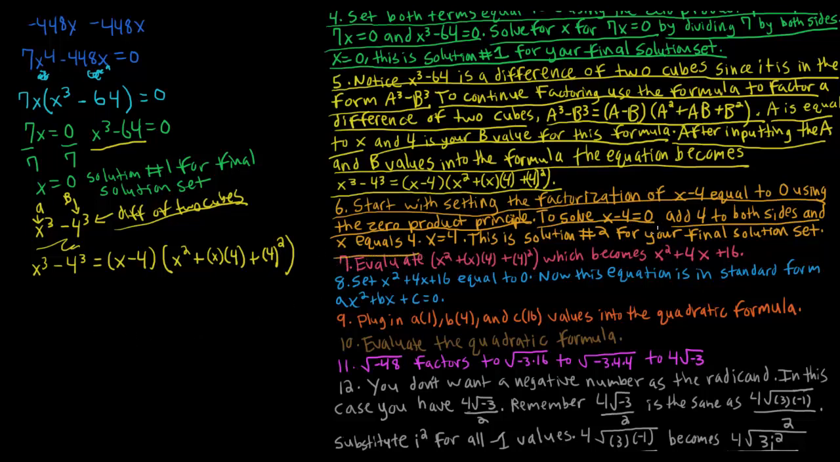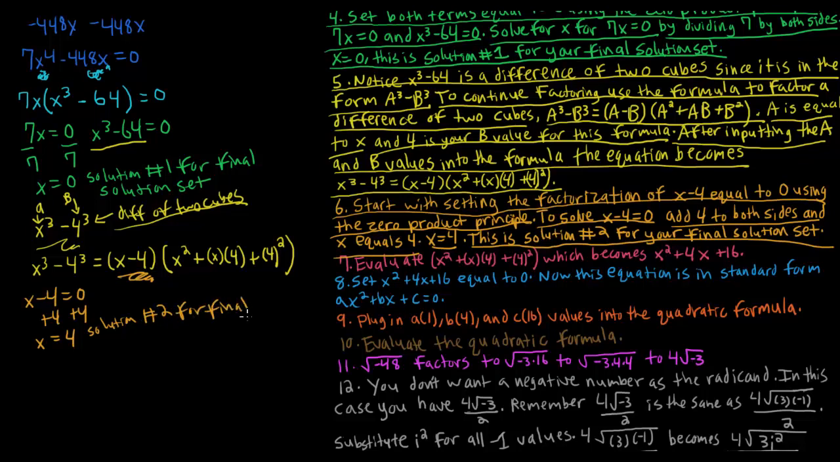So the first thing it said is to set x equal to 0. We want to factor this left factorization, x minus 4. So x minus 4 equals 0. And then to get x by itself, add 4 on both sides. So we end up with x equals 4. And then x equals 4 is solution number 2 for your final solution set.